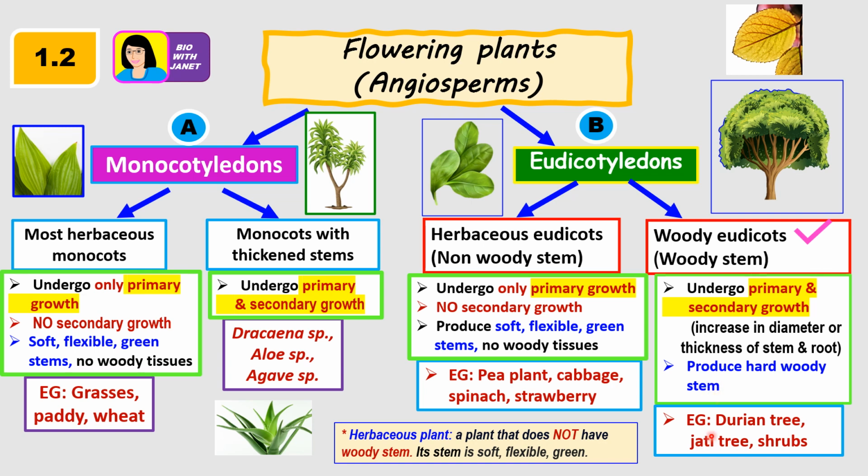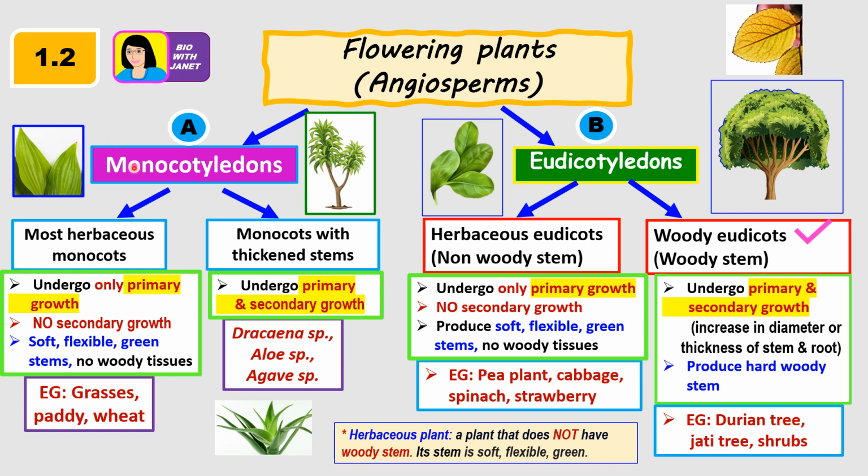Examples are the durian tree and other fruit trees like the mango tree and also the rambutan tree. Okay, then you have the jati tree, which produces thick wood, and then shrubs. Shrubs are smaller or shorter than the trees, right? And they have a lot of stems arising from the ground.